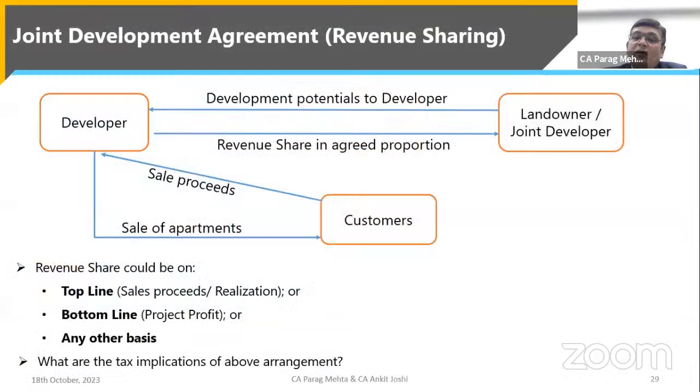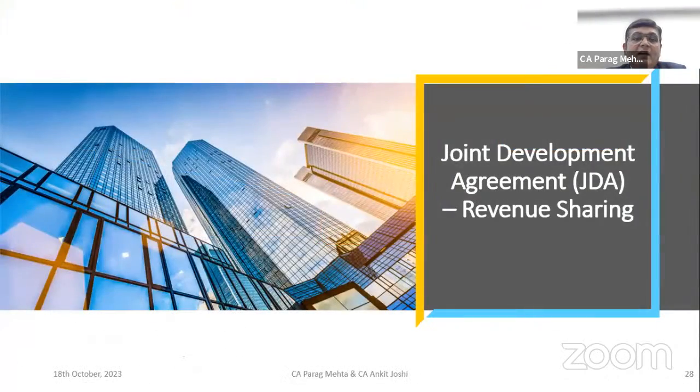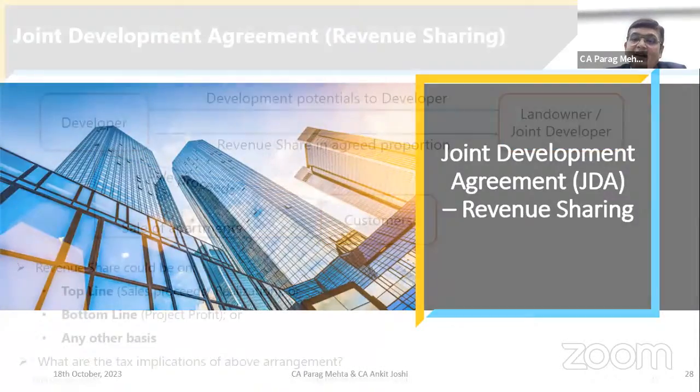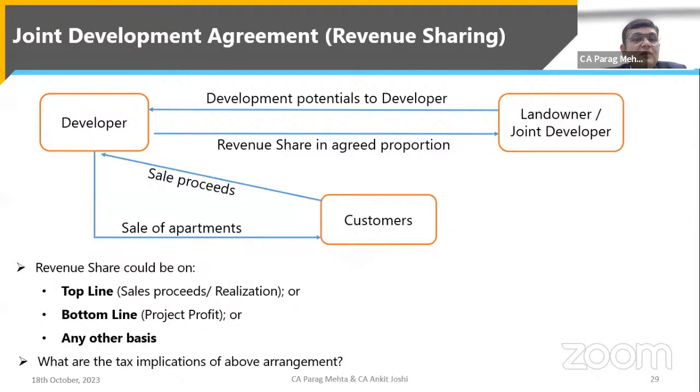Now friends, what we saw earlier was an area share. Now what we are referring to is a revenue share. In case of revenue share, the transaction remains the same, wherein landowner or a joint landowner gives the development potential to a developer, in lieu of which the developer, instead of giving him a fixed area, would give him a proportionate share in the revenue.